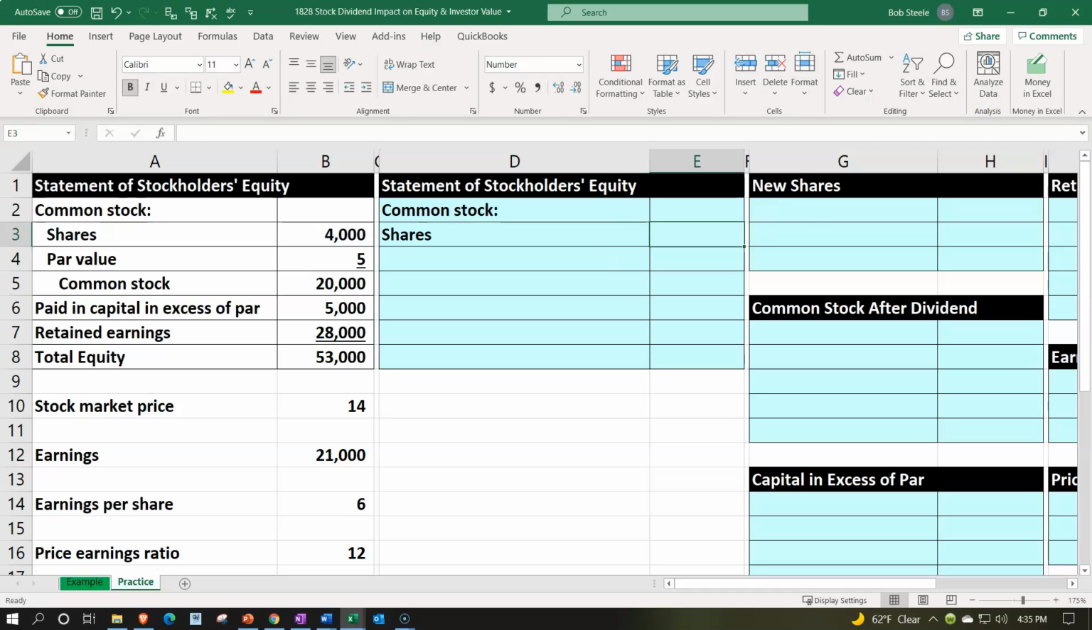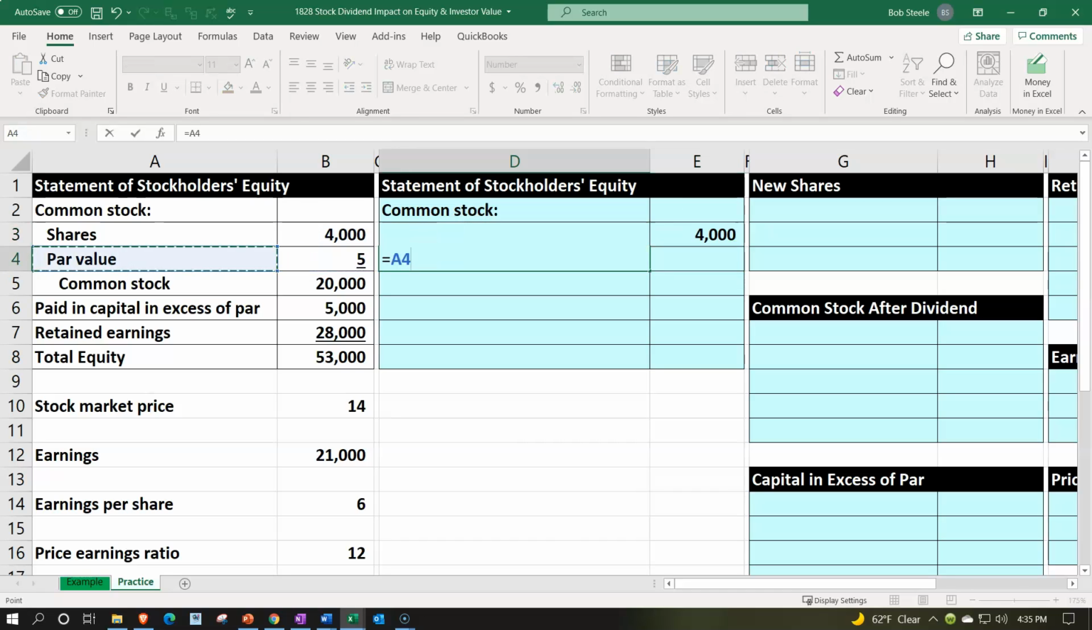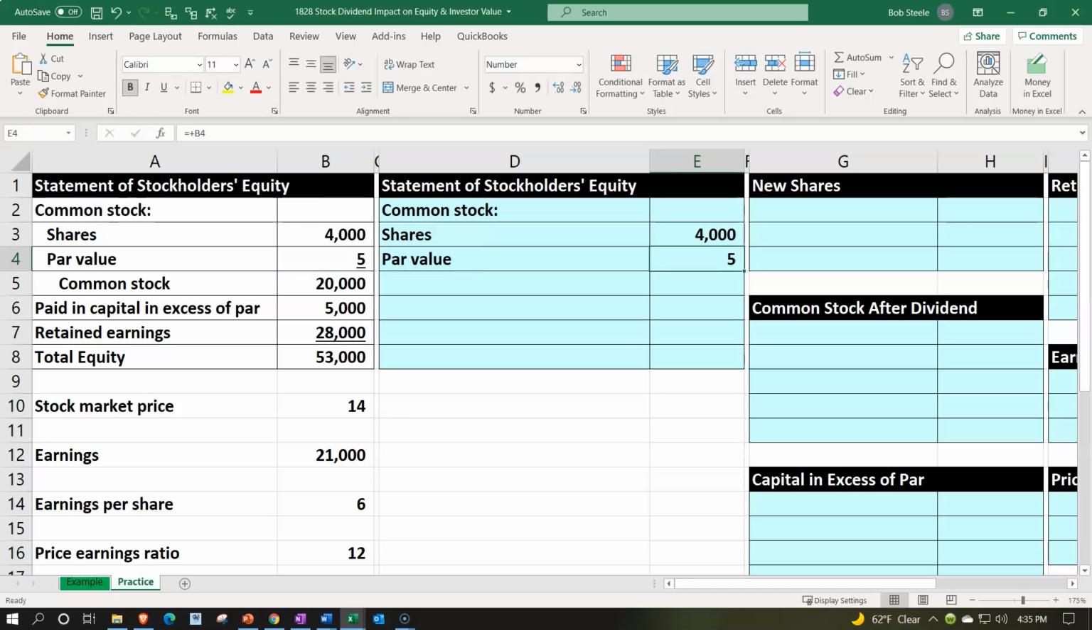So we're going to take the shares. It's going to be the 4,000. 4,000 is the shares. The par value then is going to be equal to 5. I'm going to then recalculate this by underlining here, and that's going to give us our common stock, which is going to be equal to the 4,000 times the 5. Let's pull over the common stock. Let's do our indentation here by going to the alignment, indent. I'm going to indent this one again, alignment and indent.